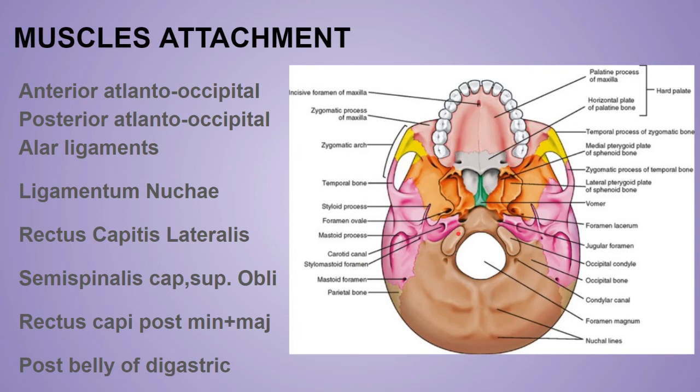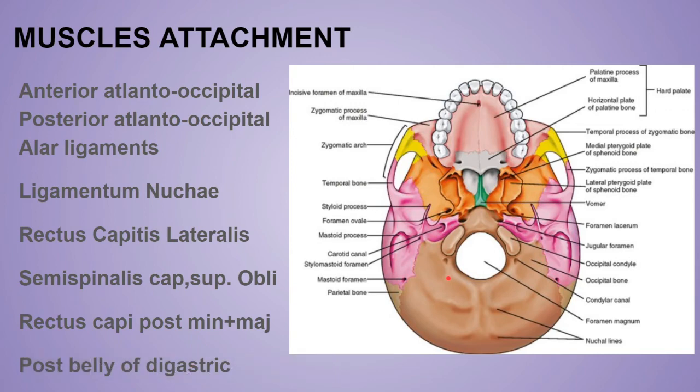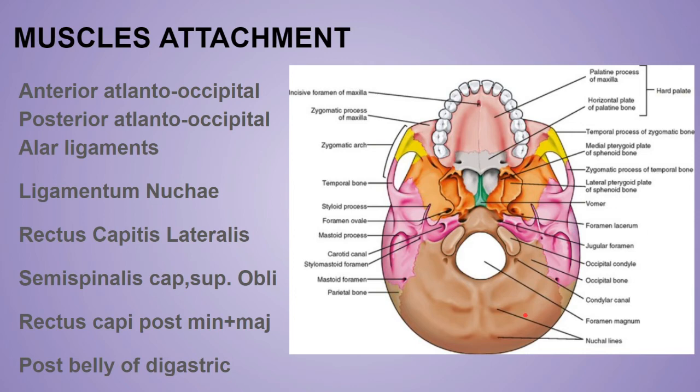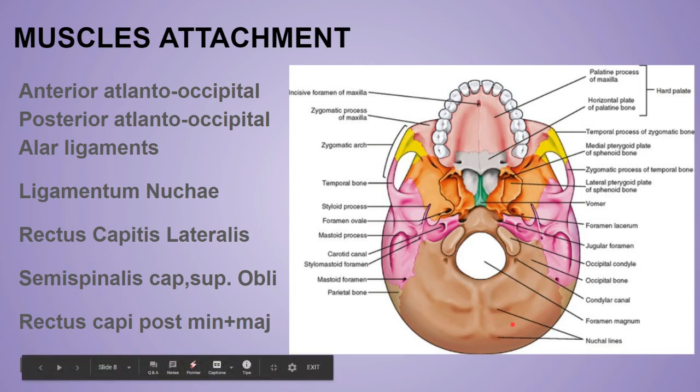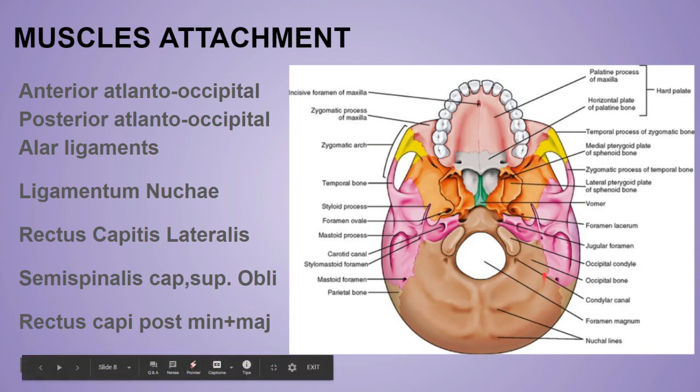Now at the squamous part of the occipital bone, we are having the attachments of, first of all, the semispinalis capitis and the superior oblique muscle, between the superior nuchal line and the inferior nuchal line. Between these two, we are having the insertion of the semispinalis capitis medially and the superior oblique muscle laterally. And the area below the inferior nuchal line provides insertion medially to the rectus capitis posterior minor and laterally to the rectus capitis posterior major.